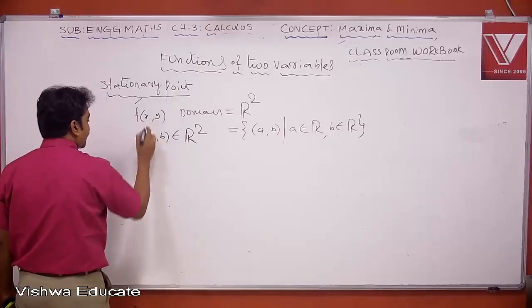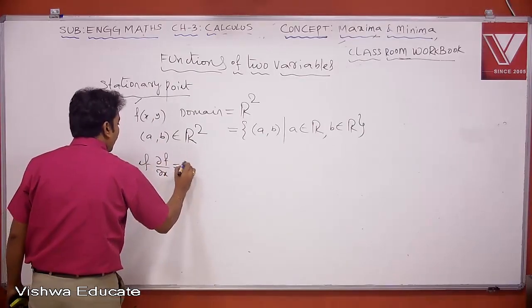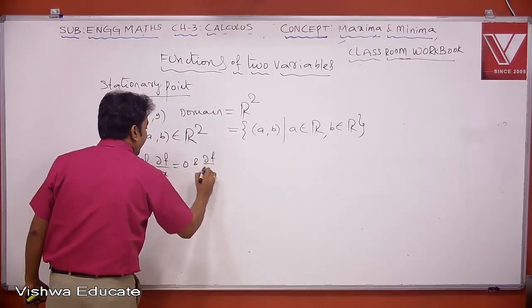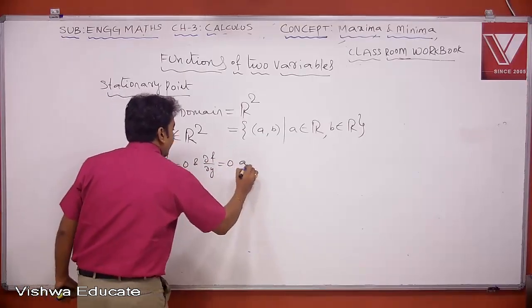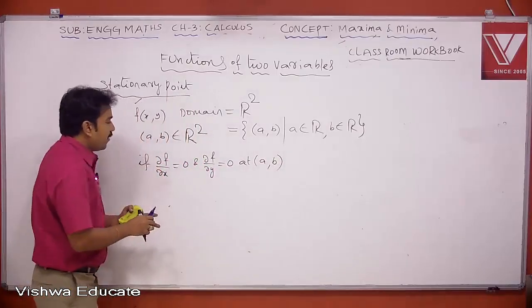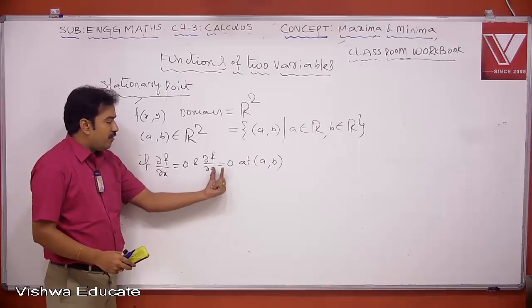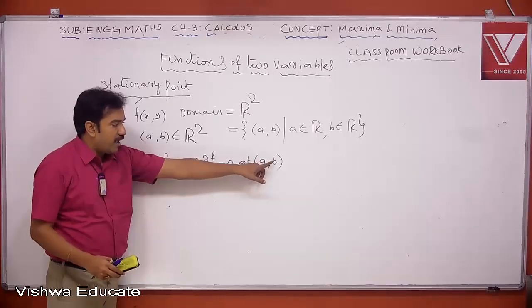We say that this is a stationary point of f if dou f by dou x equal to 0 and dou f by dou y equal to 0 at this point a comma b. So that means all first order partial derivatives dou f by dou x, dou f by dou y will be 0 when you replace x by a and y by b.